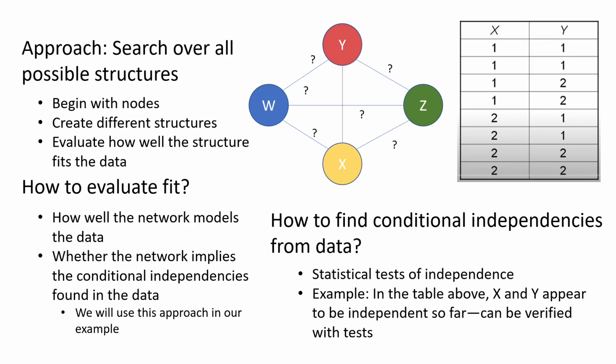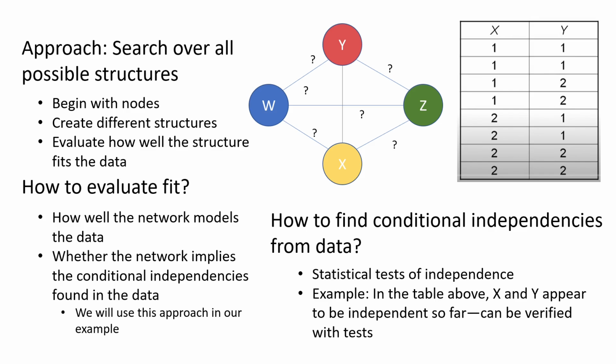So how we're going to do this is to search over all of the possible structures. So we're going to just begin with nodes and then create different structures, and for each structure evaluate how well it fits the data. So how are we going to evaluate the fit of the data? We can either tell how well the network models the data. So this is going to be like, given the network, does it actually say the data is going to look the way it does? Or we can figure out whether the network implies the conditional independencies found in the data. And this is what we're going to use in our example because it's easier to demonstrate with data.